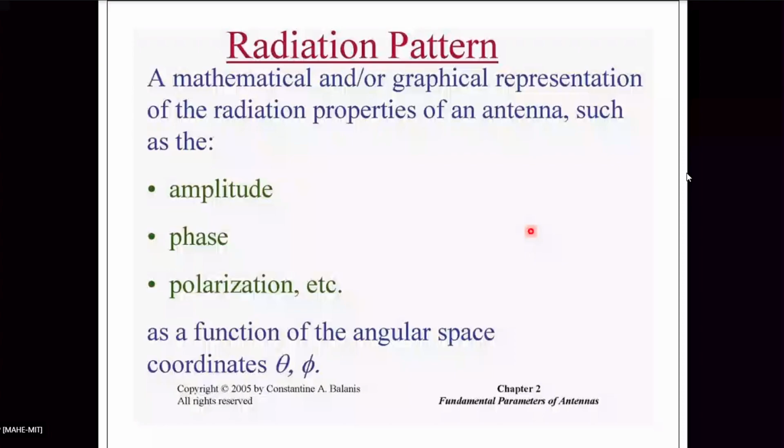Then he has discussed polarization also. See, there are different components in the electric field: R component, theta component, phi component. The amplitude is the square root of E_r squared plus E_theta squared plus E_phi squared. But polarization refers to a particular component, the E_r component, or E_theta component, or E_phi component.